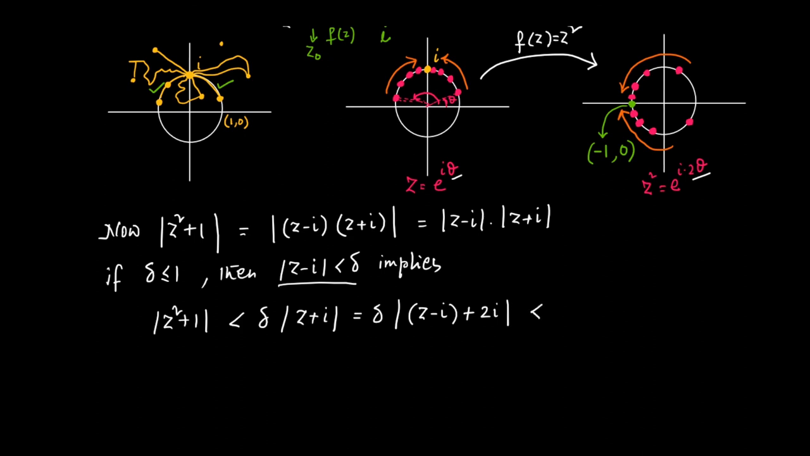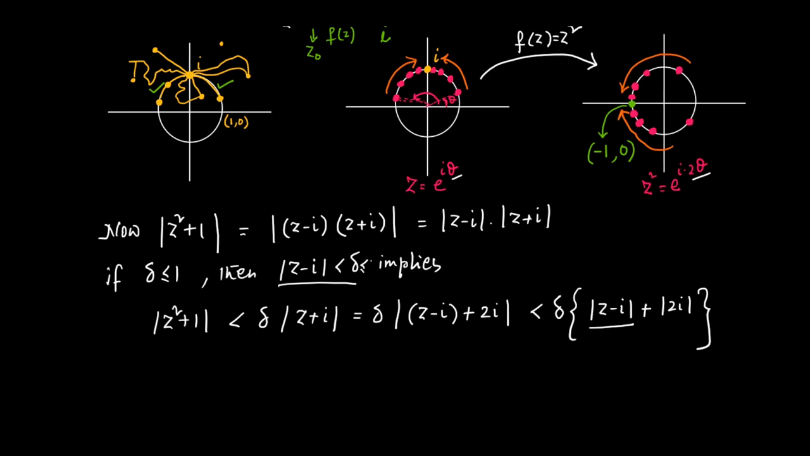Now this can be again written as less than delta into, I'm using the inequality that mod of a plus b is less or equal to mod a plus mod b. So if I use that inequality, I can write this is less than mod of z minus i plus mod of twice i. Can you tell me what will be the value of mod twice i? Exactly. Mod twice i is just 2. And can you tell me what we can say about mod z minus i? Now this mod z minus i is less than delta. And this delta is again less or equal to 1.